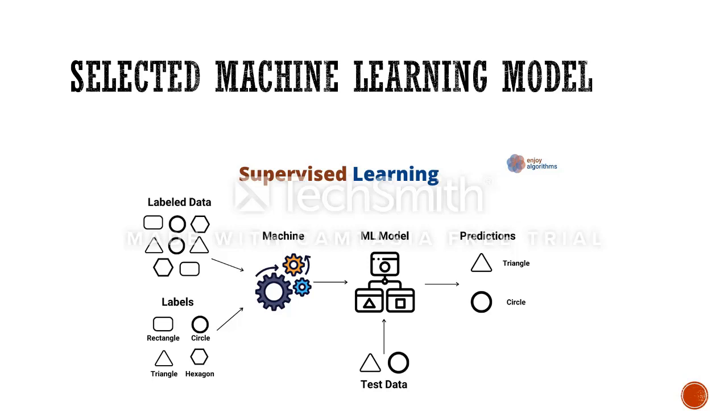Predictive task. The goal of this task seems to be predictive in nature. We want to predict whether a patient has diabetes or not based on various features or attributes, for example glucose level, blood pressure, age, and so on. This aligns with the typical use case of supervised learning, where we aim to predict an outcome variable based on input features.